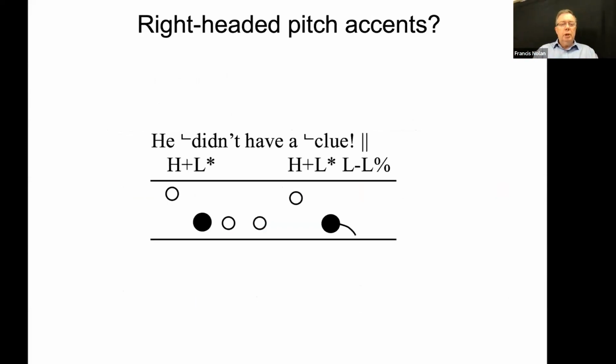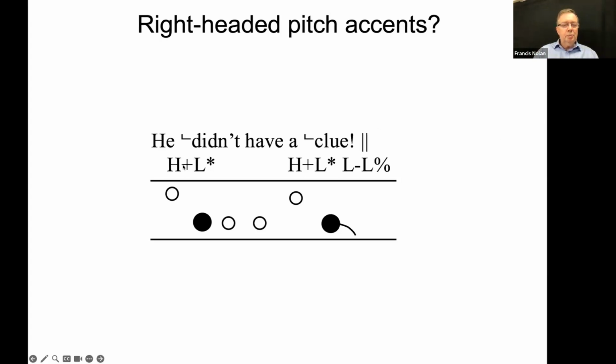And what about right-headed accents? AM can deal rather elegantly with this kind of utterance. He didn't have a clue. He didn't have a clue. It's really very clearly the same pattern reduplicated. Now, AM does this very neatly.